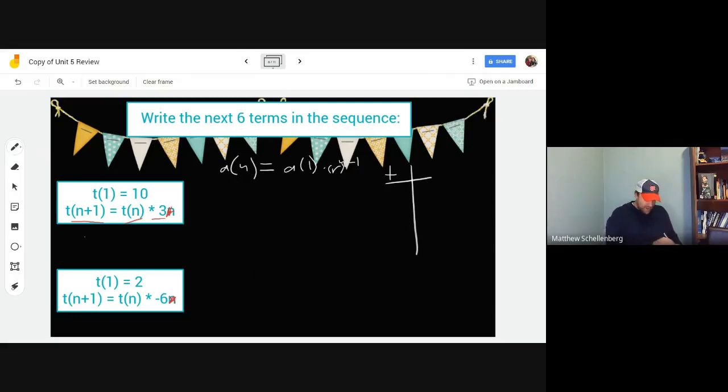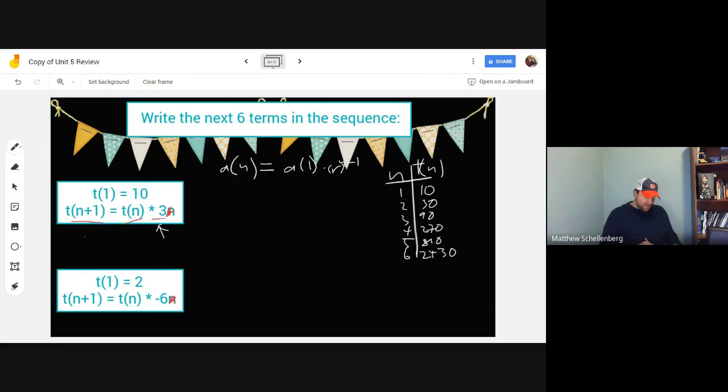Yeah, no, it's n. Sorry, wrong thing. N and t of n. So we want the 6 terms. So we already know the first term is 10. And we know that it's being multiplied by 3 on each step. So this is 30, 90, 270, 810, and 2430. And those would be the 6 terms.